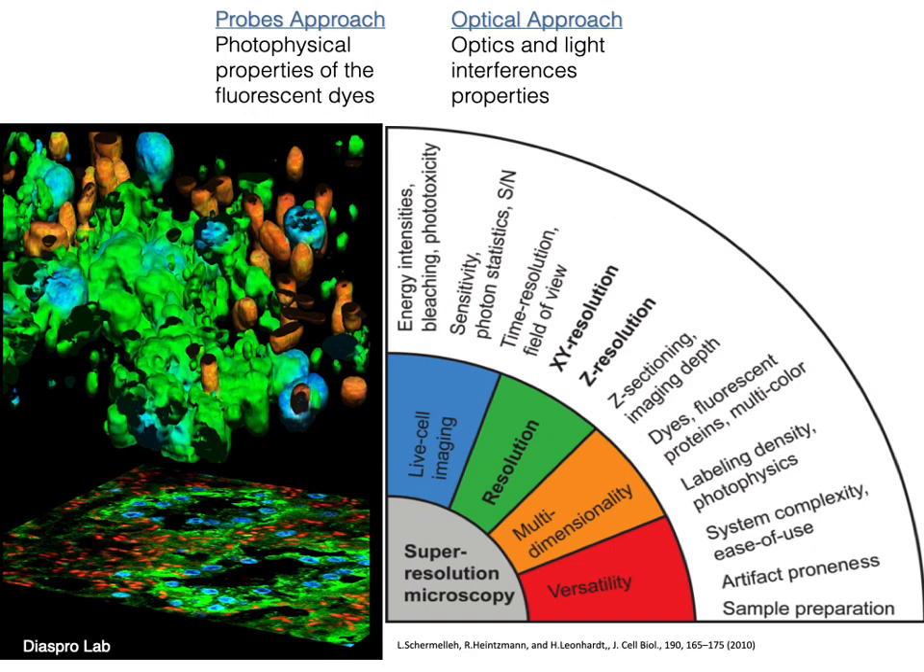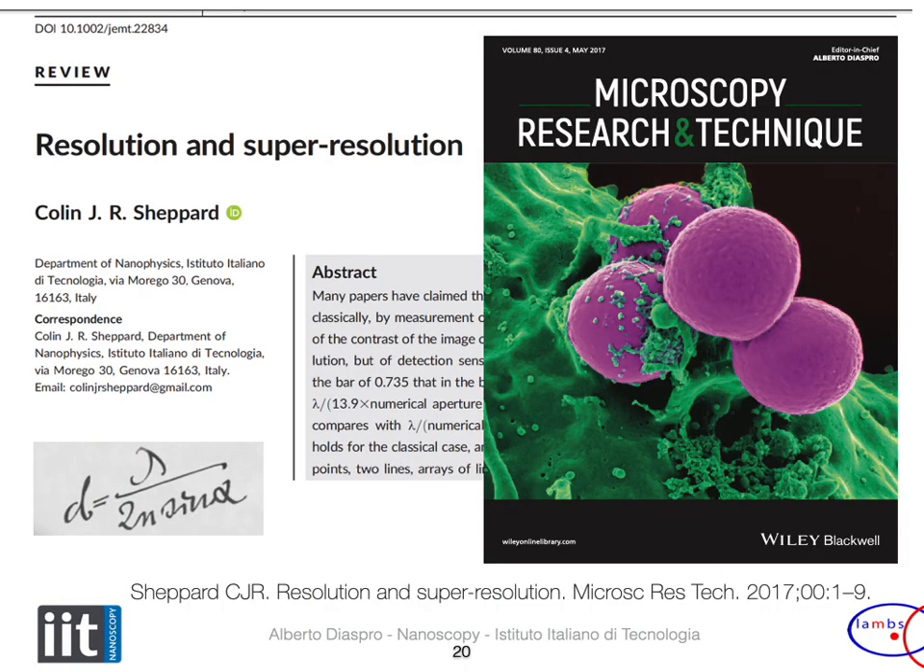We have another issue related to how much you can distinguish them when they are very close one to the other. This is a real seminal paper about resolution and super-resolution by Colin Sheppard. I'm quite sure you recognize the Abbe formula, and it's very intriguing in this paper that Abbe never wrote that formula, even if his paper is in agreement with the formula.